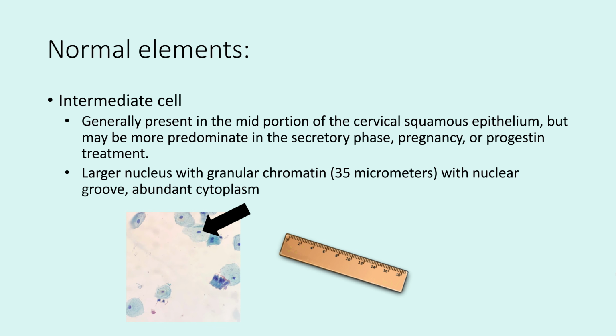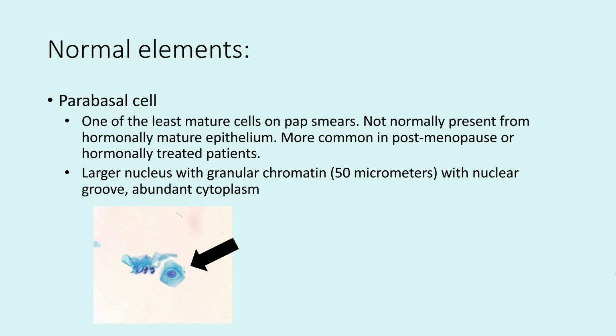The next cell, the intermediate cell, would be at that mid portion of the epithelium, more predominant in the secretory phase or progestin conditions like pregnancy or hormone treatment. These have a larger nucleus with granular chromatin, 35 micrometers in size, with nuclear groove and abundant cytoplasm. And the reason why I put the ruler here is that on tests and even in real life, you'll use this intermediate cell to judge the size of other cells. So for low-grade squamous intraepithelial lesion, things like that, you'll want to compare it to an intermediate cell.